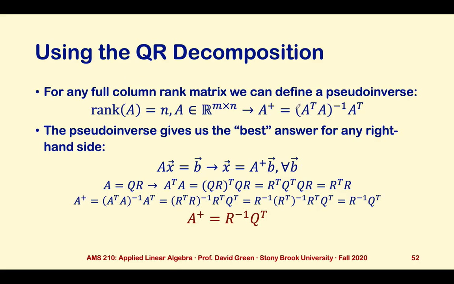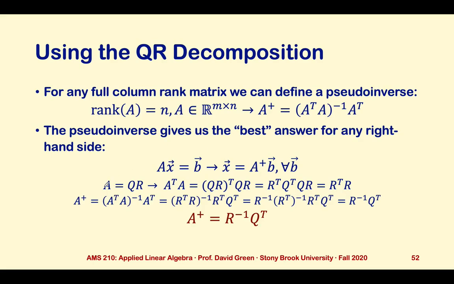Well, let's just think about the pseudo-inverse as an example. The pseudo-inverse is really important in finding the solution to potentially inconsistent systems. Remember, if we have a full column rank matrix and AX equals B, we can find an answer, the pseudo-inverse times B, for any right-hand side. If there is a solution, this will give us the exact solution. If there isn't, it will give us the least squares solution. How can we compute this pseudo-inverse with the QR decomposition?